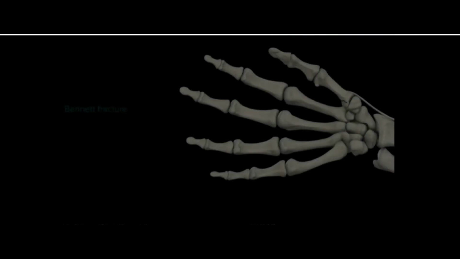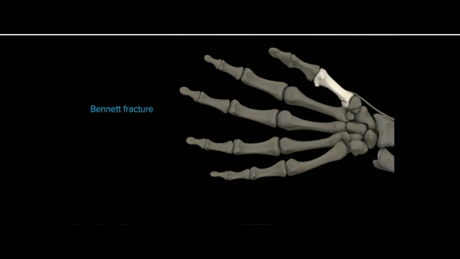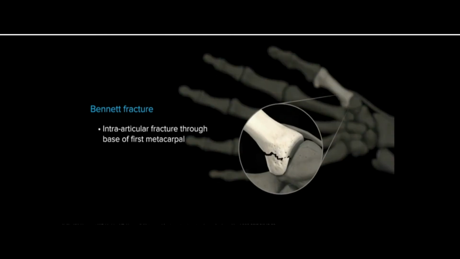The thumb carpometacarpal joint has 2 specific fractures that have been described. The Bennett fracture is the most common type of intra-articular fracture of the thumb. It's an intra-articular fracture through the base of the first metacarpal bone. Because of the deforming force of the abductor pollicis longus, there is often some degree of subluxation seen.